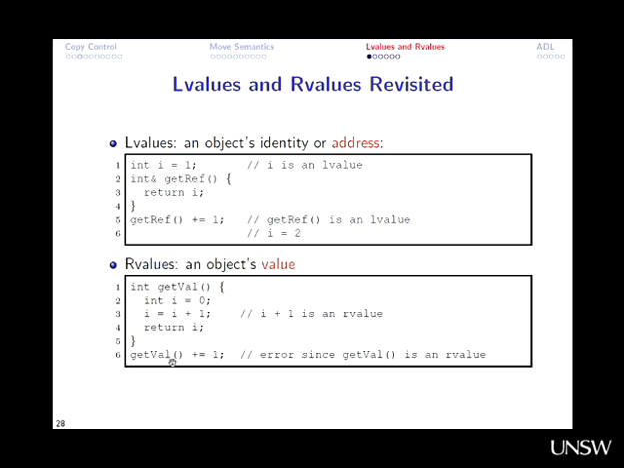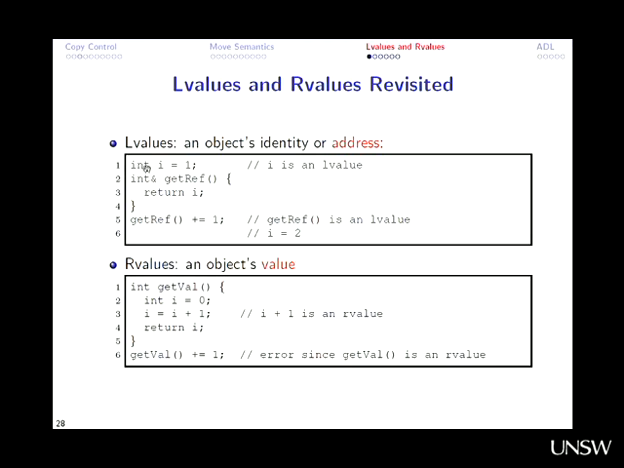And so we can't say getVal plus equals 1. Doesn't make any sense. We can say getRef plus equals 1. That makes sense. But getVal plus equals 1 doesn't. And it's because of return types here.